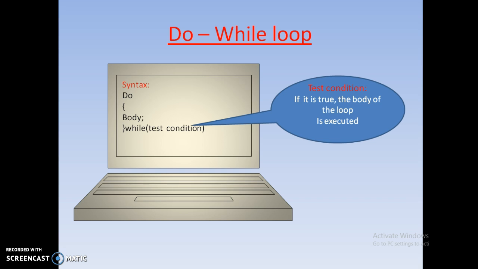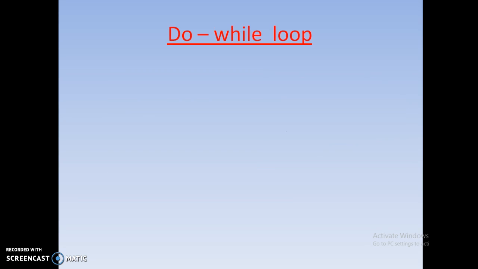As I mentioned above, the do while loop is an exit control loop. No matter what the test condition is, whether the test condition is true or not, the body of the loop will be executed at least once. Then it checks its test condition. Then according to the test condition, the body will be executed or not. If the test condition is true, the body will be executed, otherwise it will exit from the loop.